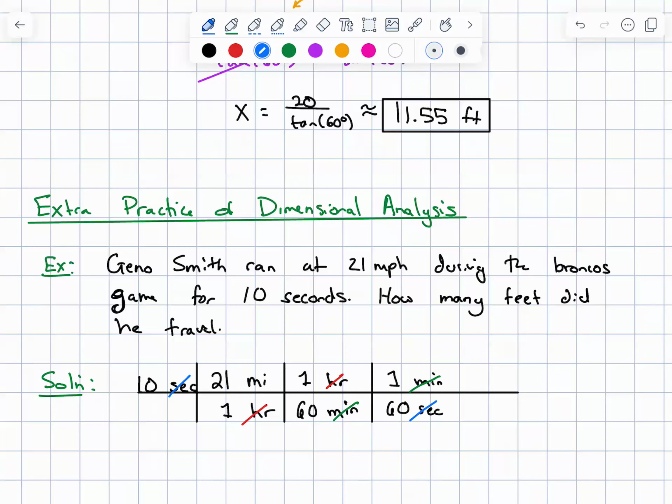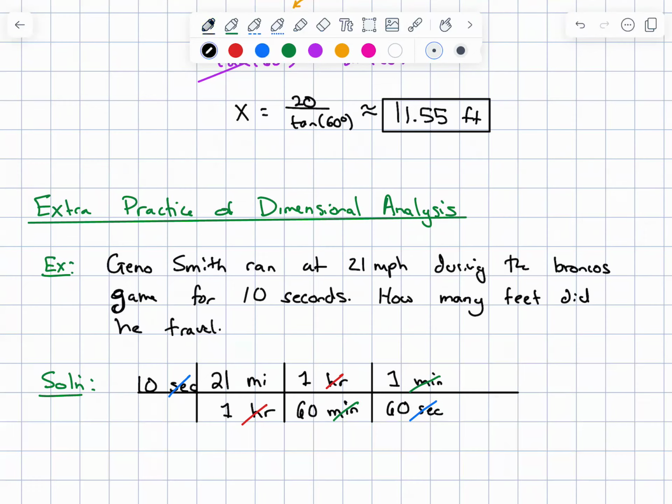Any questions so far? The key thing is to remember that multiplication is commutative. 2 times 3 is the same thing as 3 times 2. You can change them how you want. And so even if you don't have the unit fraction that's going to perfectly cancel things right off the bat, that's okay. You can jumble it however you want. It doesn't have to be perfect, as long as you're canceling units diagonally or vertically, you're good.